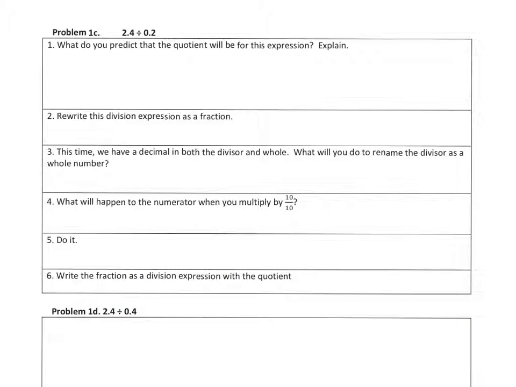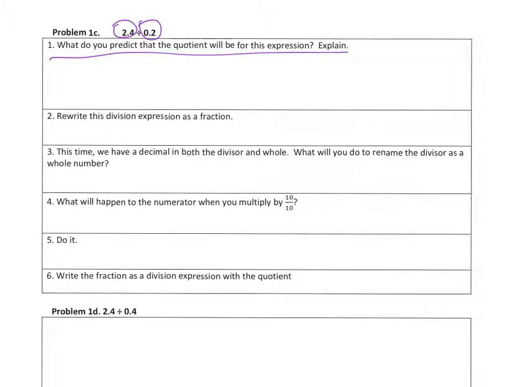So go ahead and make a prediction. What do you predict the quotient will be for this expression? I'll give you a hint. We have 2 4/10 and 2/10, but you might want to think of it as 24 divided by 2. Go ahead and show me your prediction and get a smelly star before you move on.